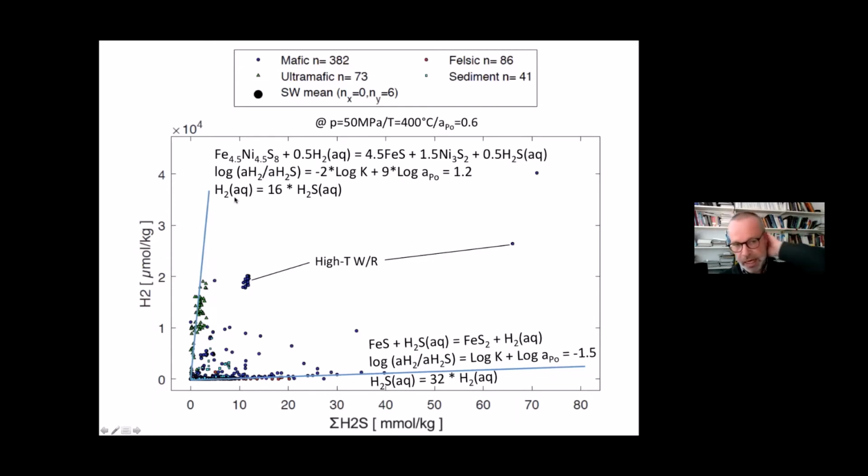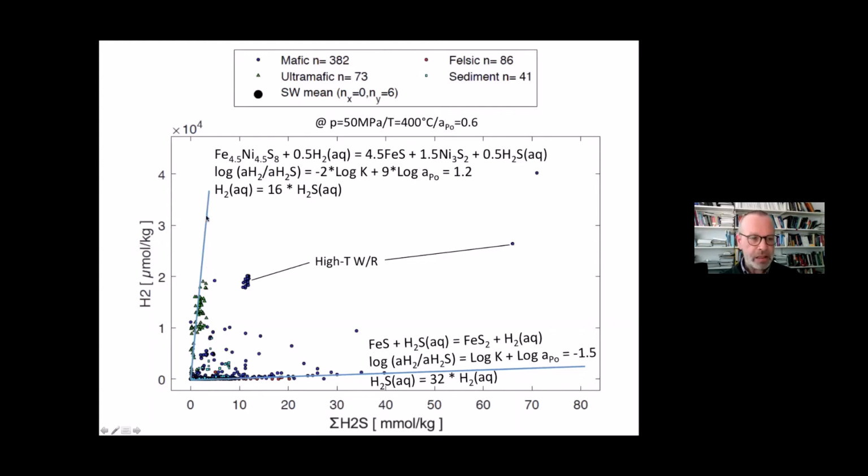So in other words, hydrogen concentration should be 16 times greater than hydrogen sulfide concentrations. And this is actually what we see in this trend. If you look up the fluid compositional data for a system like Rainbow or Lagachev, you'll see exactly this. They have right around 16 millimoles hydrogen dissolved, and they all have around 1 millimole hydrogen sulfide.